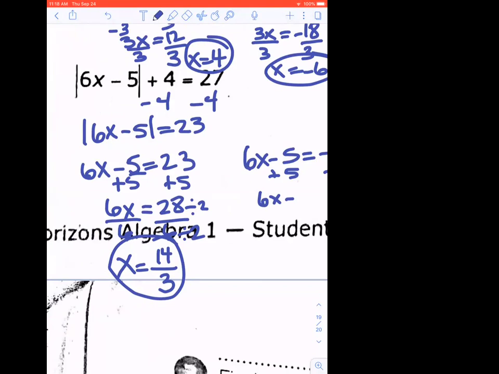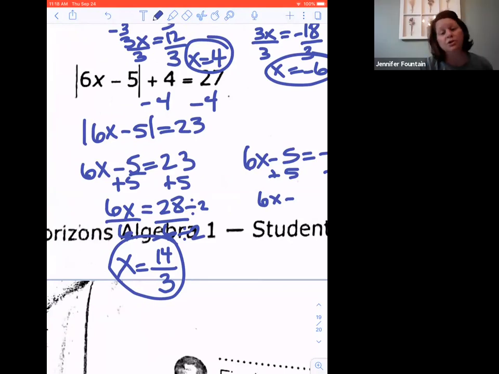Oh, I didn't do that. I just left it as 28 over. Yeah, so anytime you have a fraction as an answer, you always want to make sure it's in simplest form. So always look and see if you can reduce it.